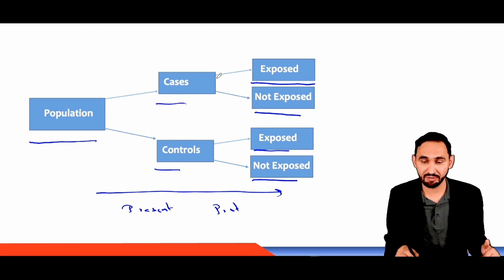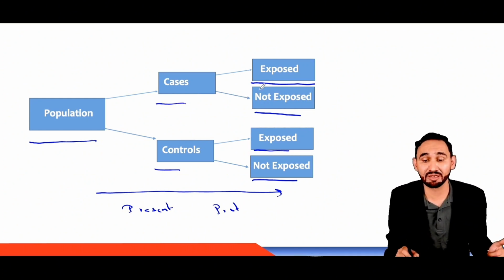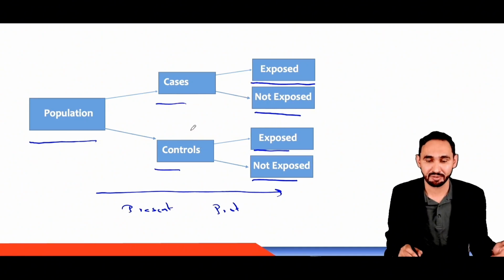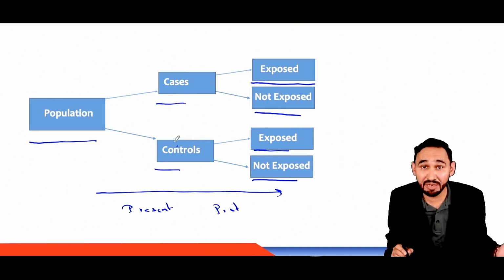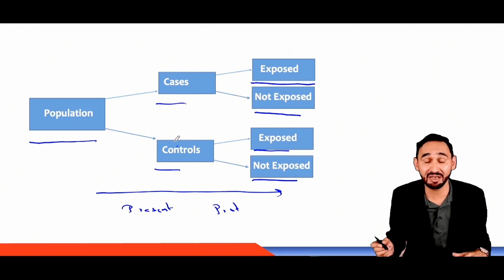So we have seen that some cases are exposed and some are not exposed. So this means the risk factor which causes the disease doesn't cause the disease in 100% of individuals. And in controls, the risk factor may be present, but the person is not diseased or infected.